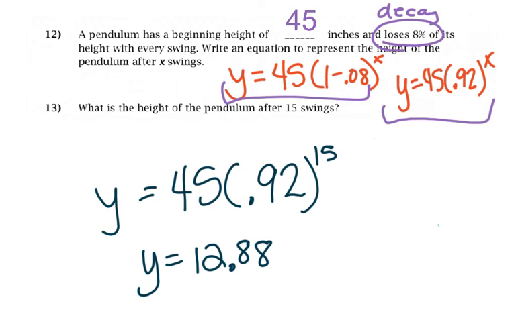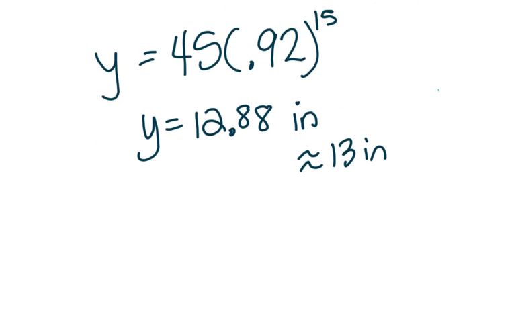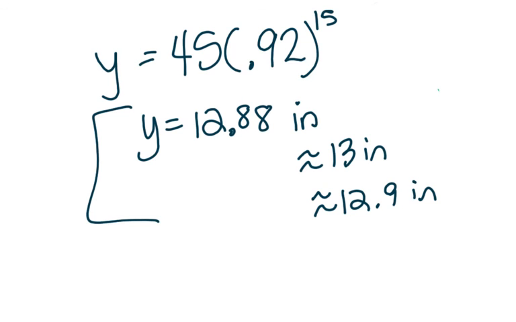It doesn't say how to round this. At least I don't have that written down. And so 12.88 inches, and that is rounded a little bit. Depending on what it says, you might say it's 13 inches if it says round to the nearest inch. If it said round to the nearest tenth of an inch, it would be 12.9 inches. So it's just going to depend on your rounding directions. If there's no rounding directions, then you can use your best judgment. But if there are rounding directions, you have to follow them.